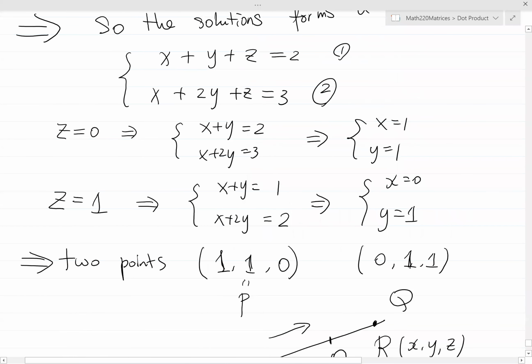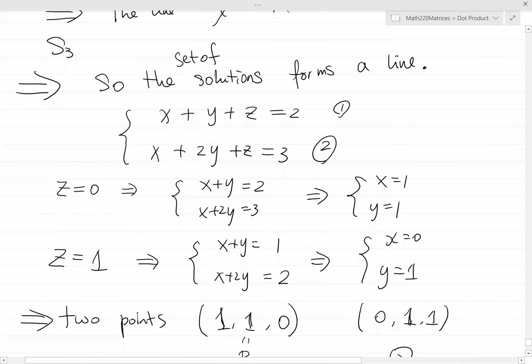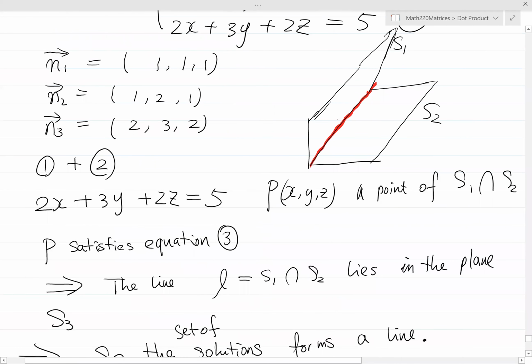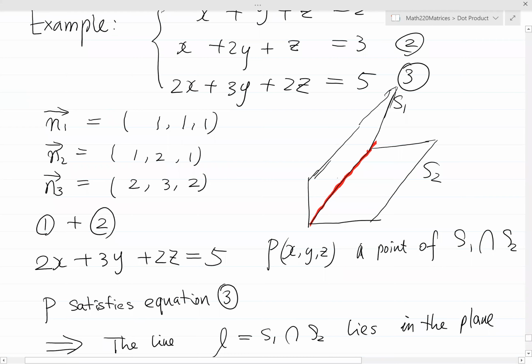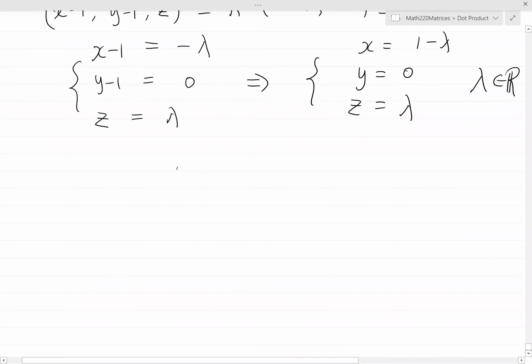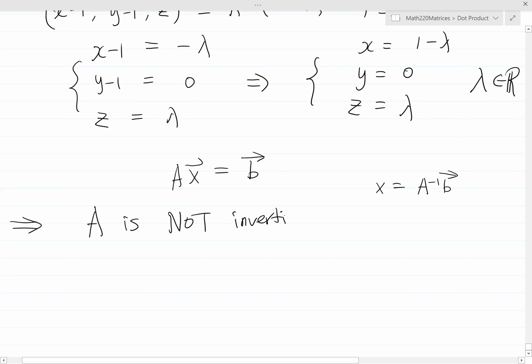Now we don't have time for the matrix picture, but we can briefly mention it. If we write the matrix picture, remember that if A is invertible, then we can take the inverse so that we get the unique solution, X is A inverse B. But here we don't have a unique solution. This means A is not invertible.